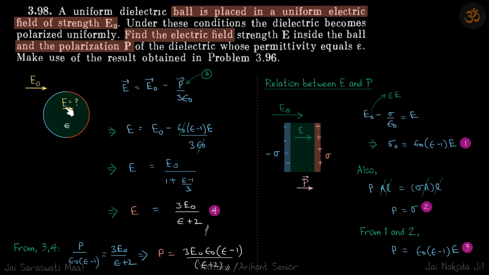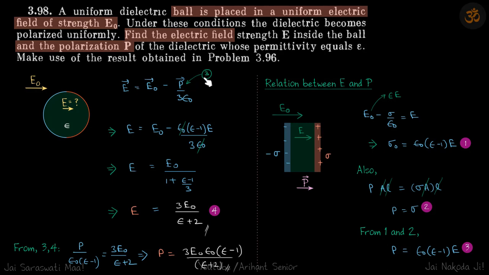So we need to find the electric field inside the dielectric, which is as a result of E naught and the bound charges. So E, which is the net field inside, is equal to E naught minus P by 3 epsilon naught. So this field is due to the surface bound charges.